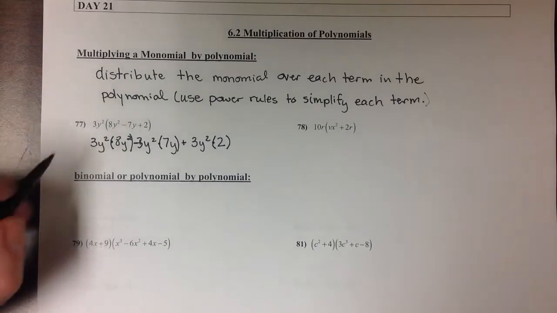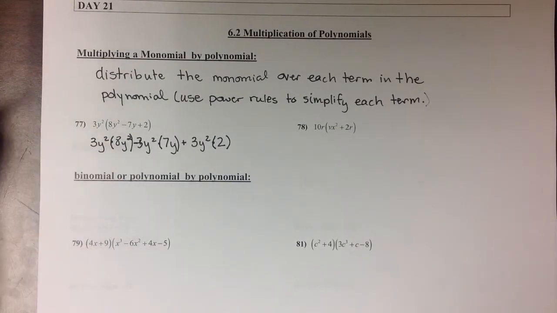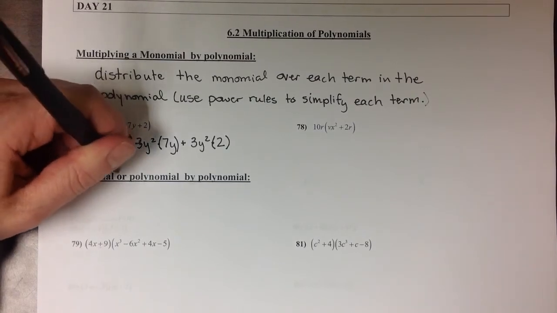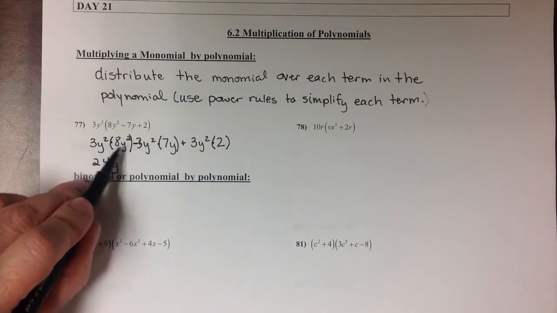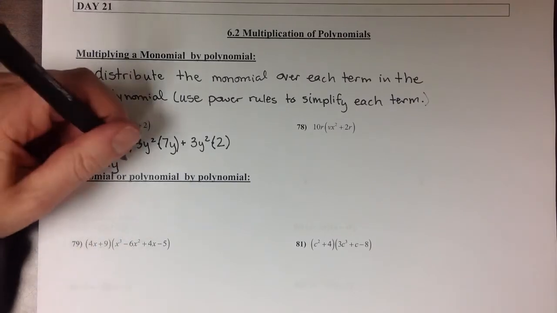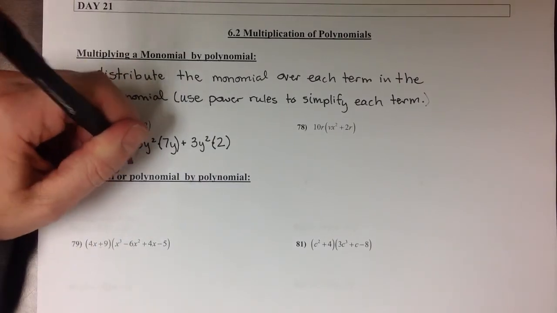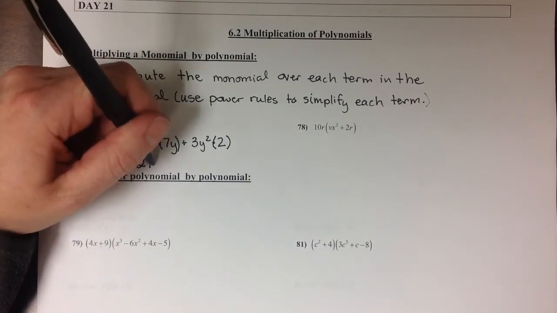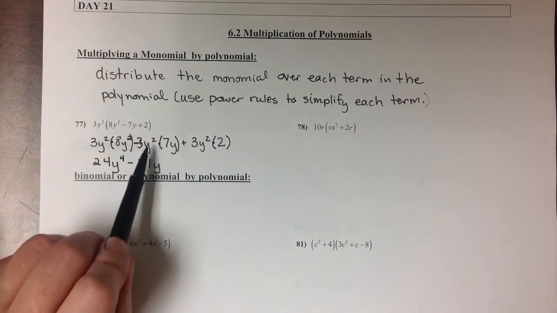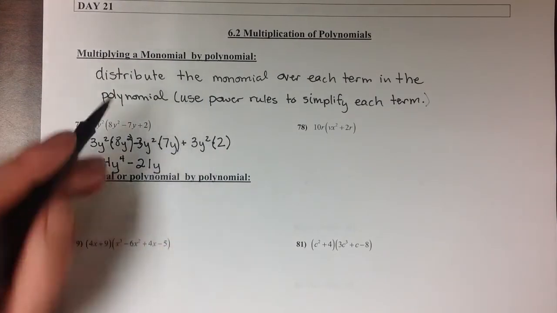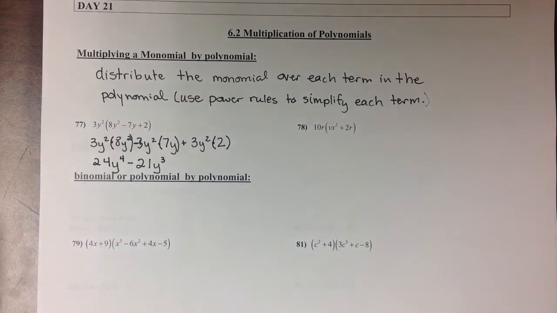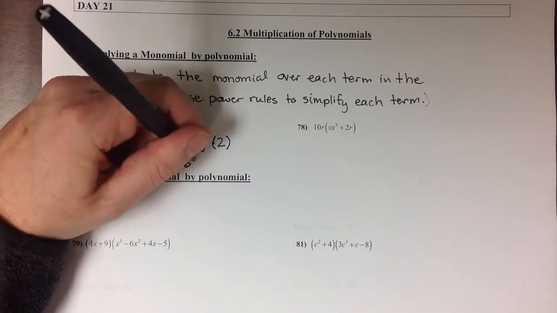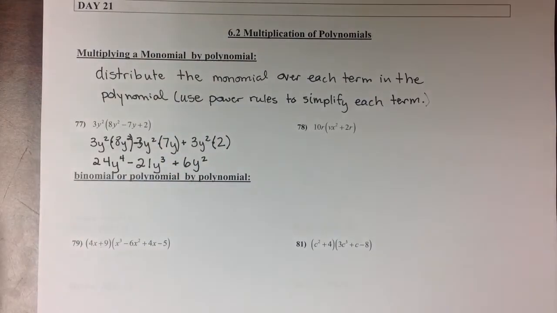Then, using what you know about power rules, the coefficients get multiplied together. So this becomes 24. And since our bases are the same, a y here and a y there, we can add our exponents. Here we have a 3 times 7, which will give us a negative 21. And when we add these exponents, y squared plus y to the 1 gives us a total of y cubed. And in our last term, it's just the 3 times 2, and the y squared just drops down.